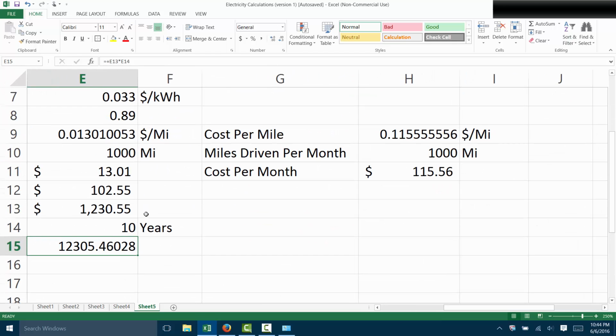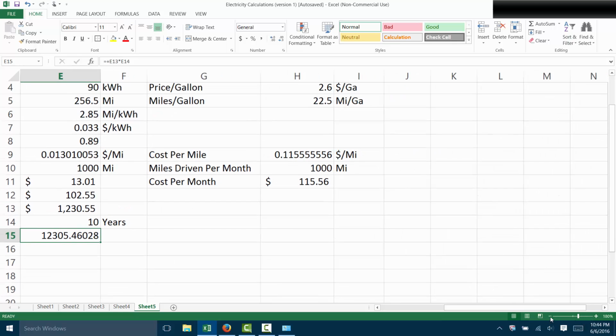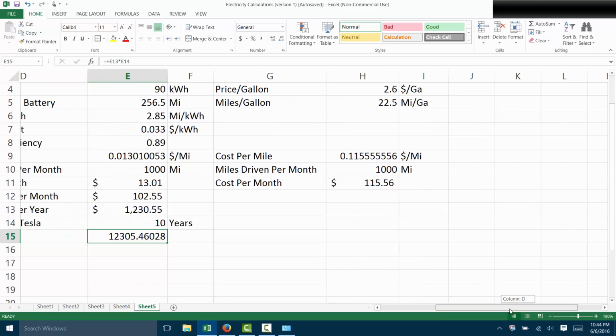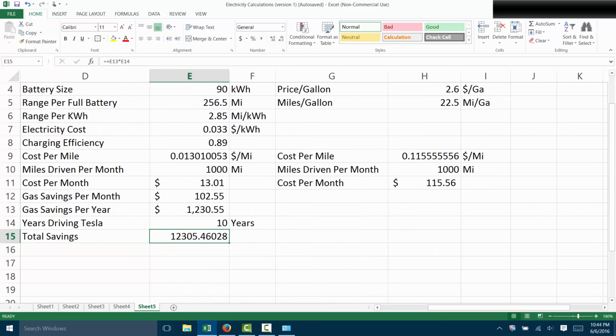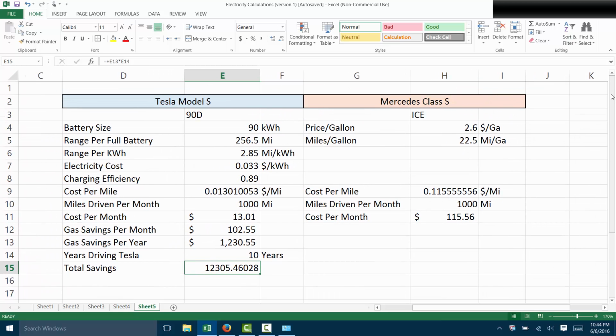So that brings us to... the computer just went a little crazy here. Make sure I get this right again. The number that you're seeing there, I think you got a little excited here. It is 12,300. I'm going to make that dollars. That's what we would be saving after driving the car for 10 years.